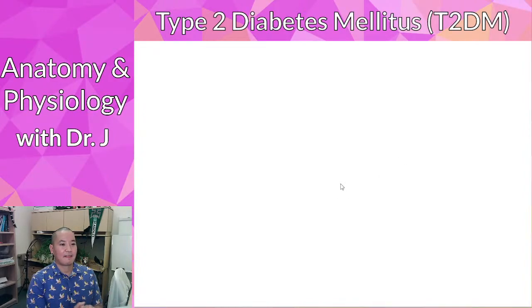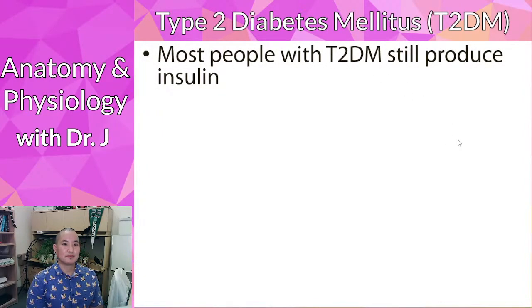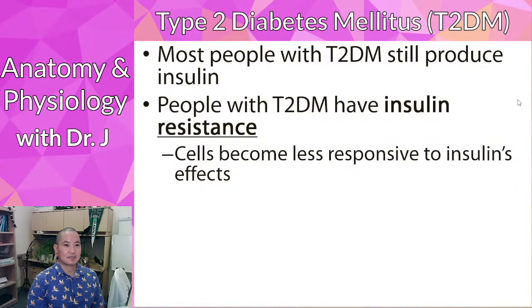All right. That aside, let's talk about type 2 diabetes mellitus. This is the more common one. Type 1 is important, but it's far from the majority of the cases. Most people with type 2 diabetes mellitus still produce insulin, but something isn't happening as normal. So what characterizes type 2 versus type 1, where you have a lack of insulin? People with type 2 diabetes mellitus have something called insulin resistance.